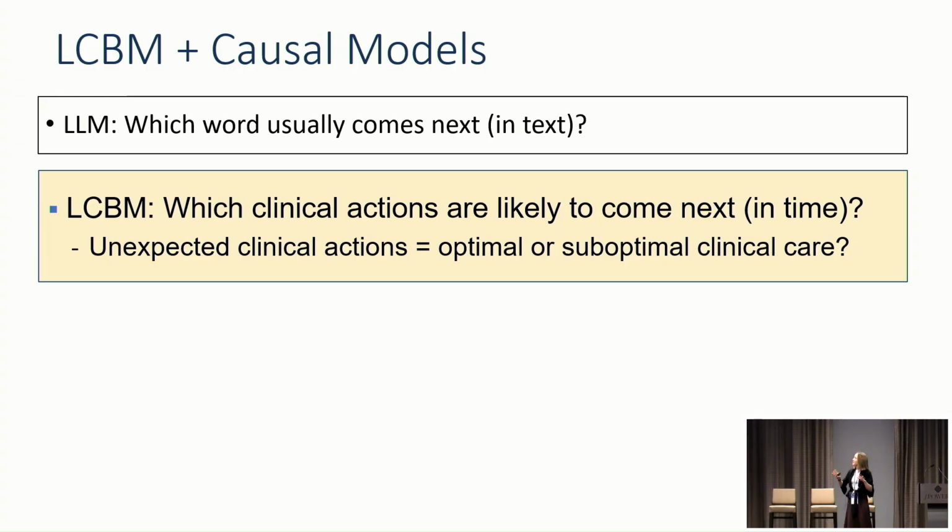Okay, so that's part one, large clinical behavioral models, and we talked about the benefit, at a simplified level, of moving from which word usually comes next in text to which clinical actions are likely to come next in time. So far I've really only been talking about prediction, which actions are likely in time. And that raises an important question. If you see one of these unexpected or pivotal actions, in this case the CT brain, does that represent good care or bad care? Is that really an aberration, where you should have said, wait, are you sure you want to do that? Or is this actually exactly what you want to be doing for accelerated diagnosis in this case?